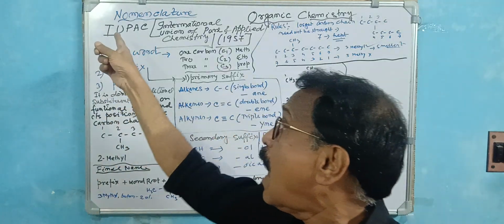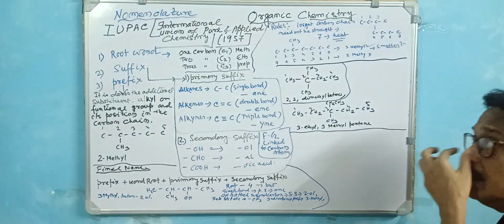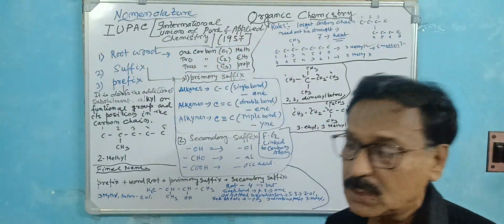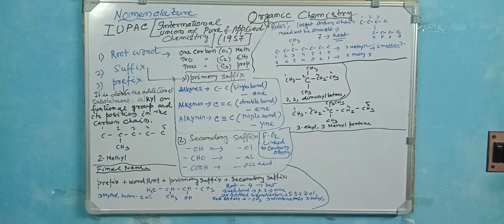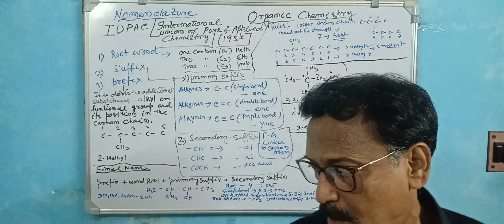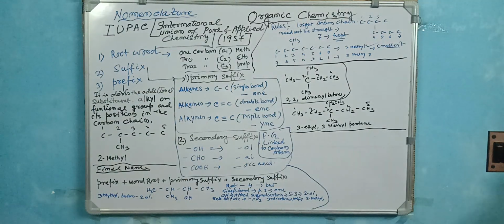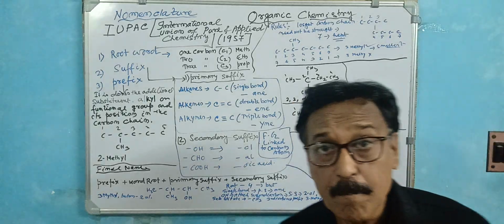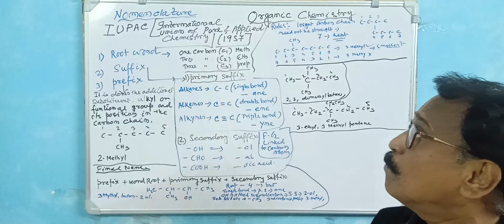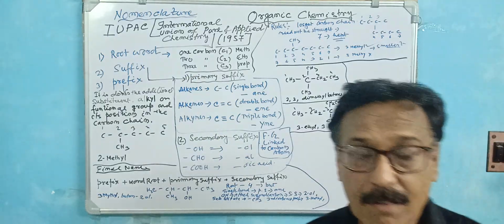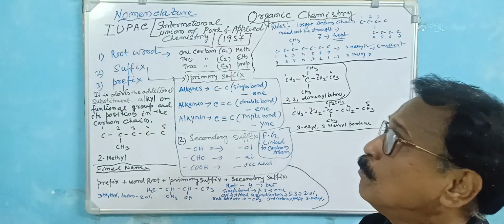basis of IUPAC, which means International Union of Pure and Applied Chemistry, applicable from 1957. On the basis of this international system, all over the world, organic compound naming follows the International Union of Pure and Applied Chemistry, applicable from 1957. In general we call it IUPAC.